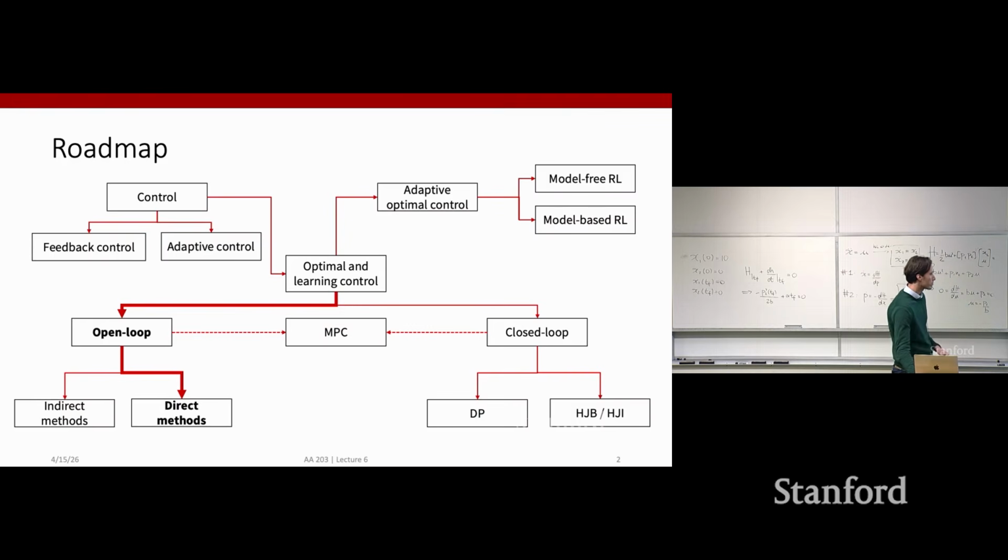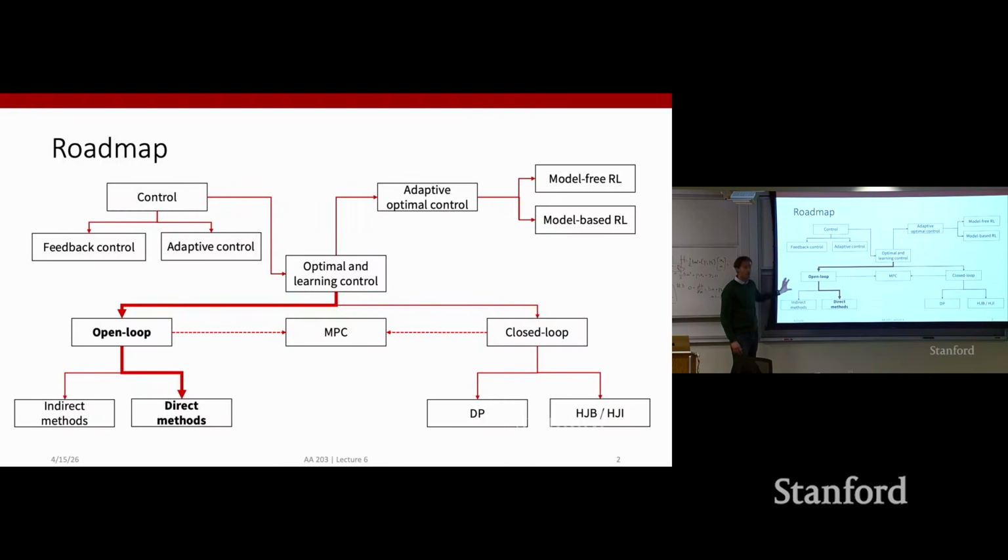Okay, so usual roadmap, we are always in the open loop part of our roadmap, looking at direct methods.